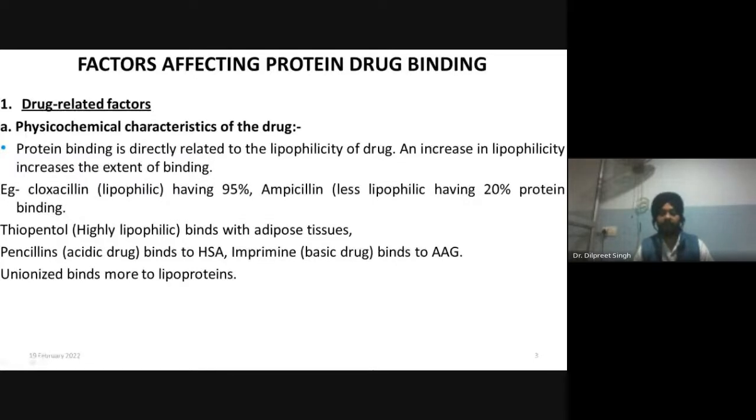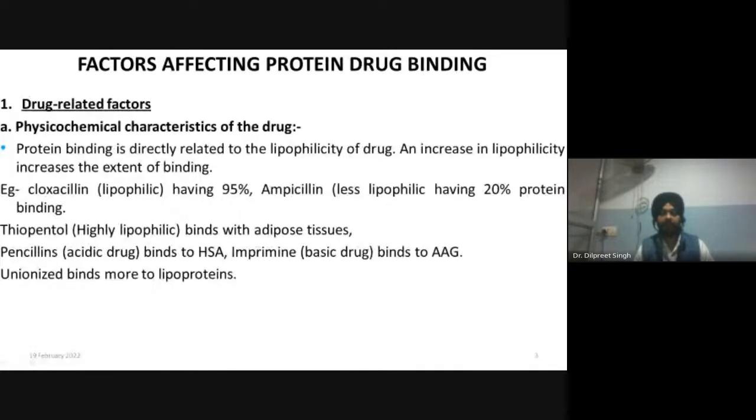Ampicillin is hydrophilic in nature, with about 20% protein binding, so the unbound fraction is largely available for absorption, giving improved and uniform bioavailability. Another example we can study is thiopental. Thiopental is highly lipophilic in nature. It binds with adipose tissue, protein molecules, or substrate molecules to bind with the active site of the enzymes. When we talk about penicillin, it is an acidic drug.